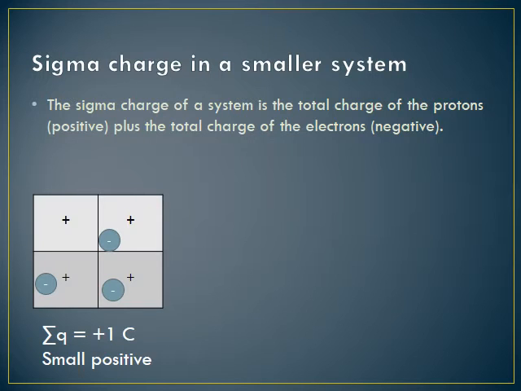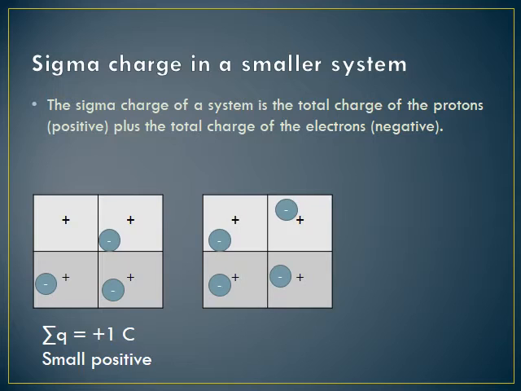It's easy to find sigma charge in a system. You just add together all the charges of the protons, which are positive, and then take away all the charges of the electrons, which are negative. So if we had a system here of 4 protons and 3 electrons, the overall sigma q would be +1, because I added 4 and then I took away 3, which I would describe as a small positive sigma charge.